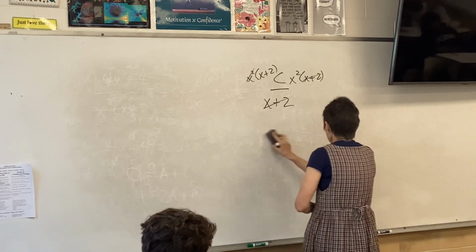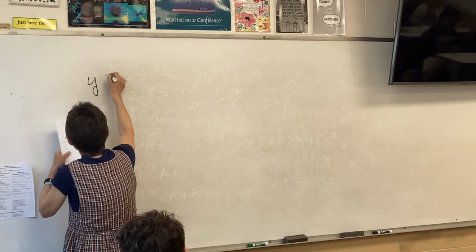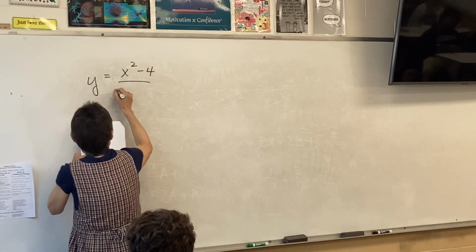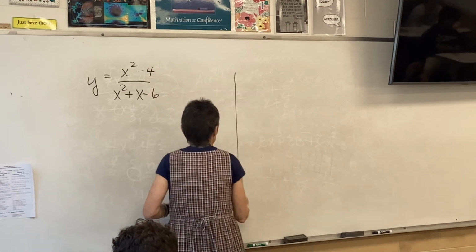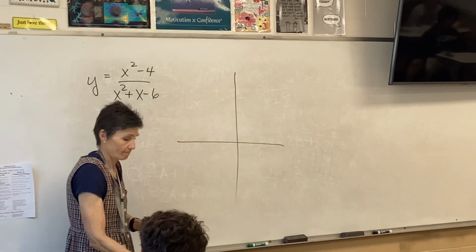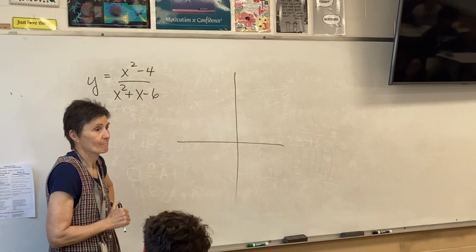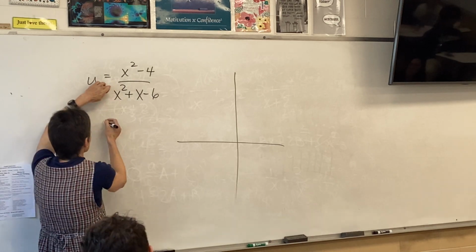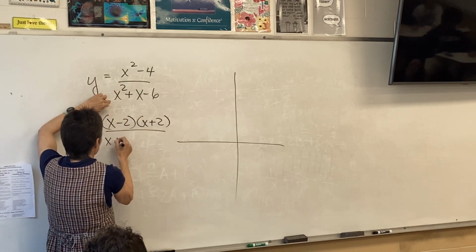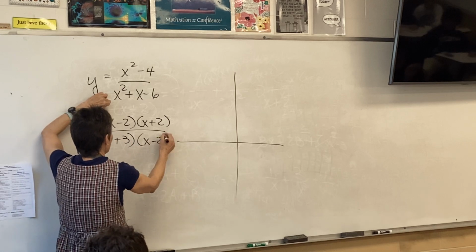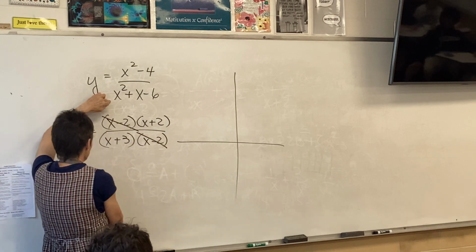All right, so think back, all the way back to chapter 2, a long time ago. We sketched these things. We're sketching them again. How do we start? Factor. Yep, we want to factor everything. So we have x minus 2, x plus 2, over x plus 3, x minus 2. Uh-oh, what do you notice? There's going to be a hole in the picture.